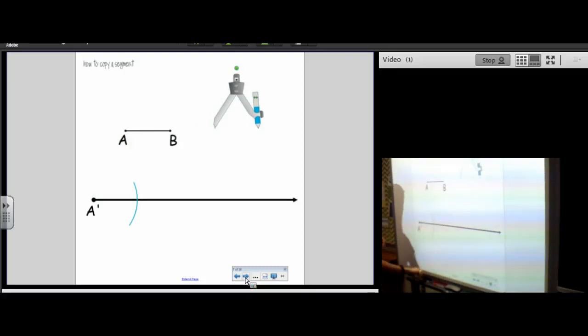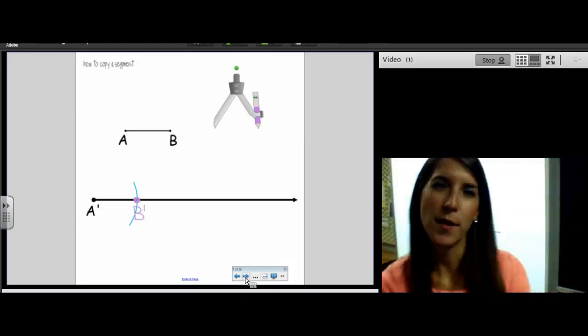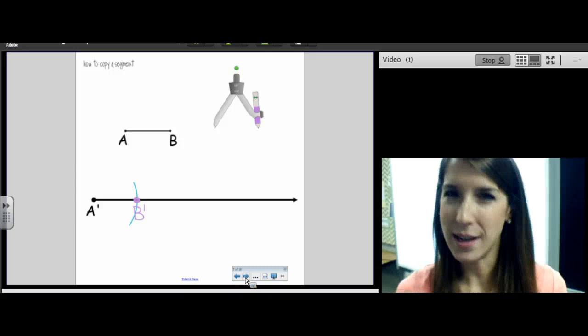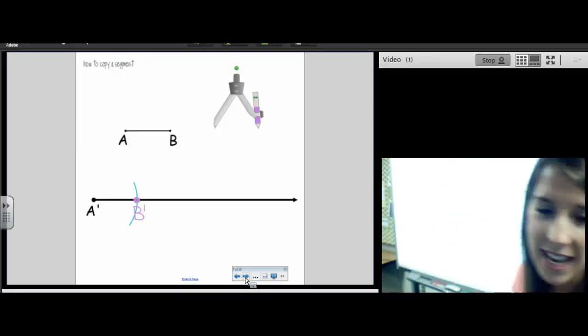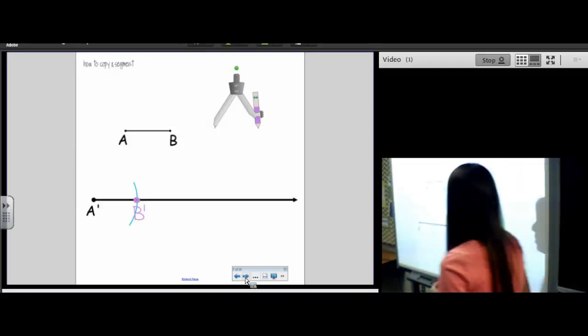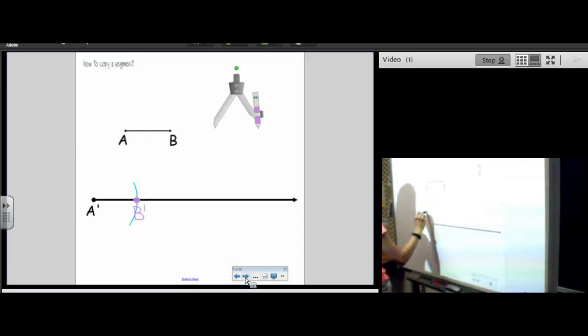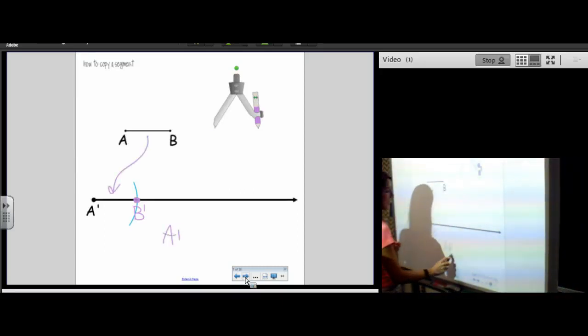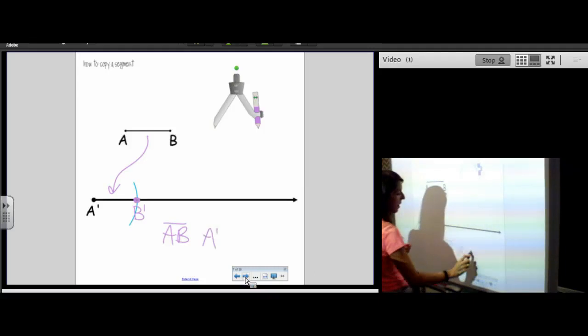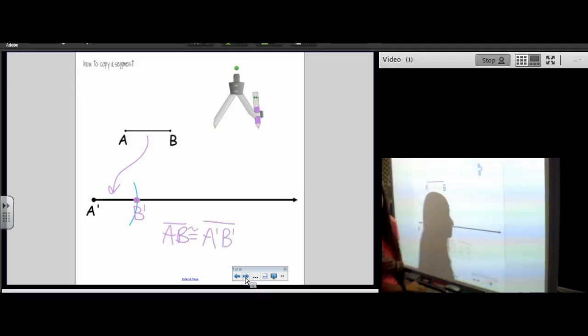Now if I move my compass away, where the arc intersects the ray, I could call that B prime. It's like A prime is another version of A, and B prime is another version of B. It's like B number 2. And so B the second, right? And so now I just copied AB right here. So segment AB and segment A prime B prime are congruent segments.